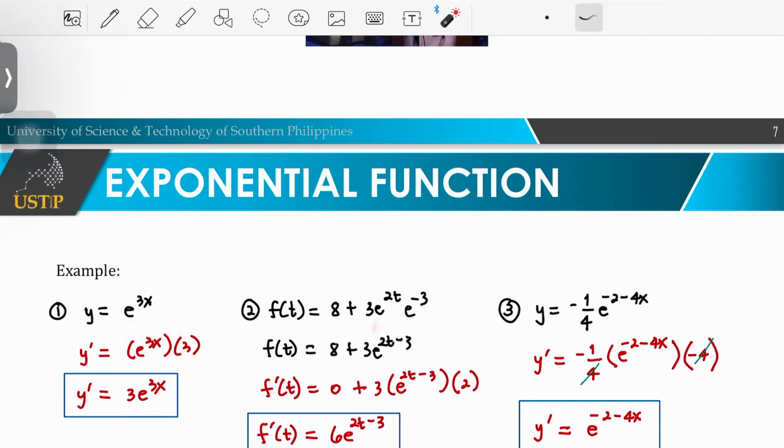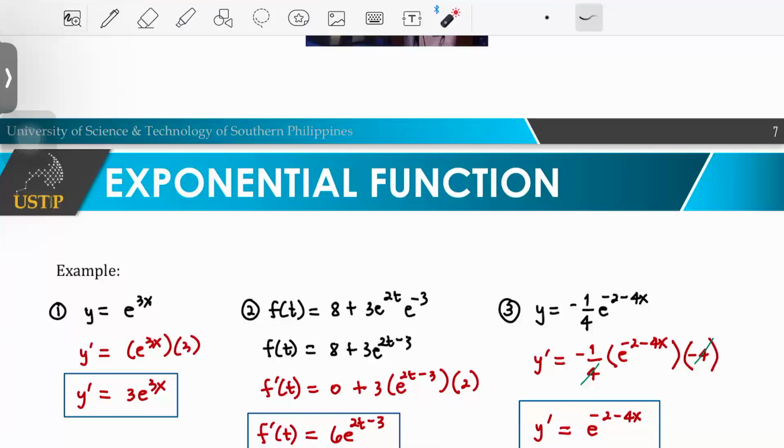Next, 8 plus 3e to the 2t raised to e to the negative 3, ato sana i-simplify, kaya you will have the same base, so atong i-combine iyahang exponent para dali ato ma-differentiate. So, when you derive that, 8 will become 0, and then this one will be copy, okay, copy, multiplied by the derivative of 2t minus 3, so 2. Okay? So you will get 6e to the 2t minus 3.